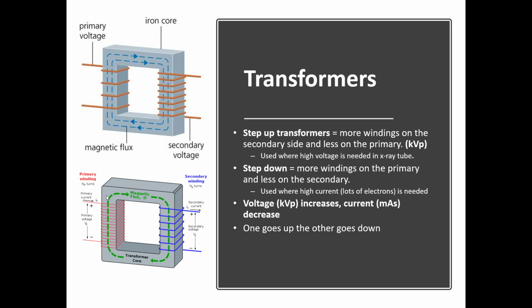Secondary type. This will be our step-down transformer. Down referring to voltage. Has more windings on the primary side. You can see 1, 2, 3, 4, 5, 6, we'll say 20 and 10. It has a lot more windings on the primary side than the secondary side. And this is used where we need lots of current or electrons. We'll talk about that later. It's the cathode, long story short.